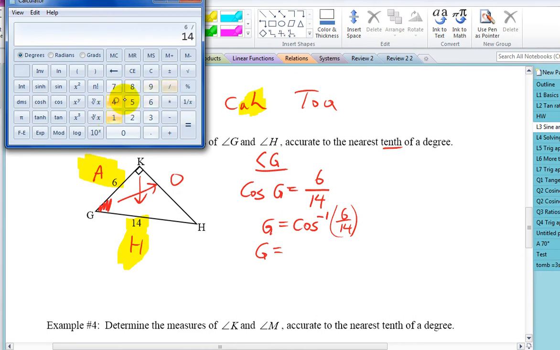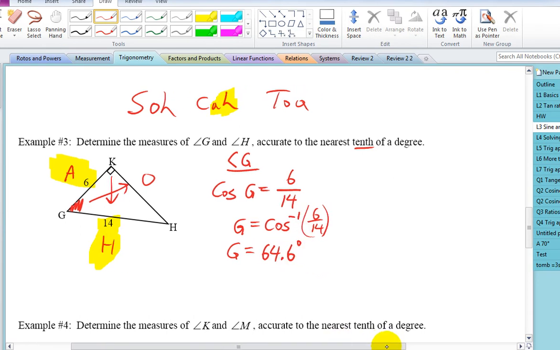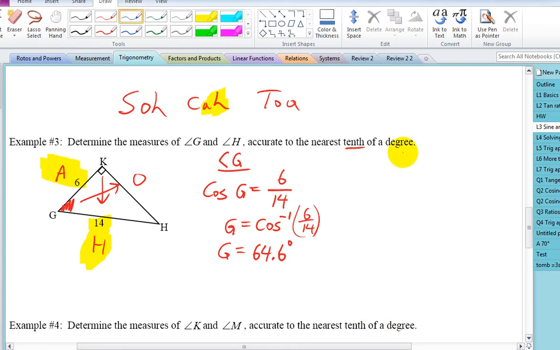6 divided by 14 equals inverse cos. 64.6, it does say the nearest tenth. 64.6 degrees. Don't forget your units. Now I'm going to choose blue for angle H. Do I have a new angle? So then I have a new HOA. Okay? So relabel your HOA. Really, if you're looking at angle H, O and A switch. Okay.